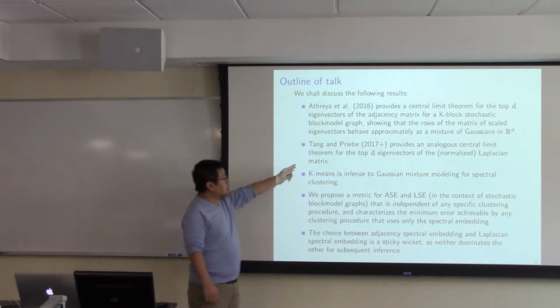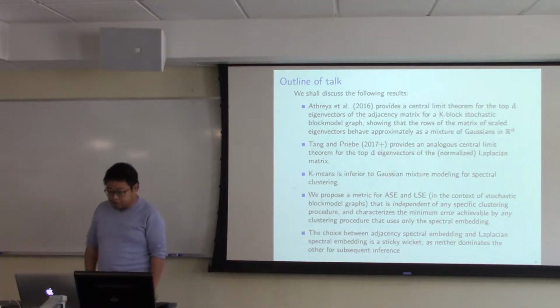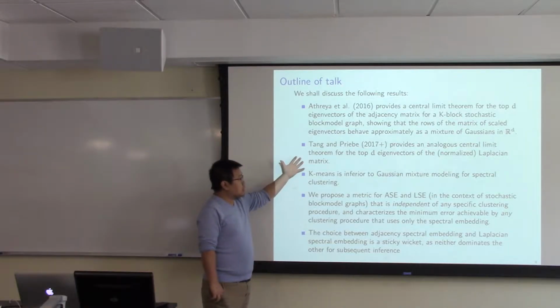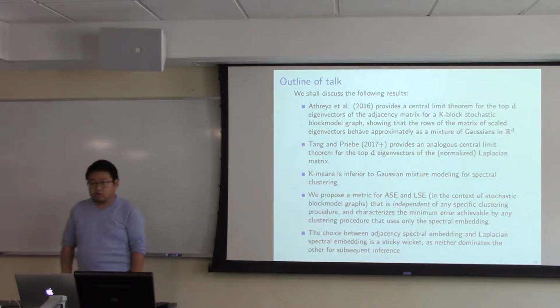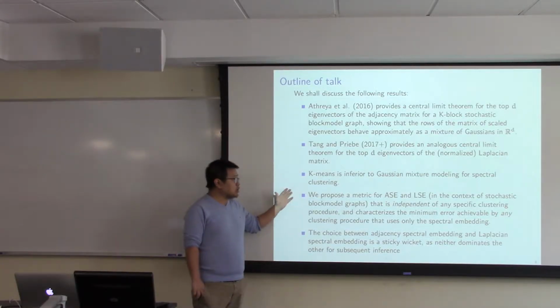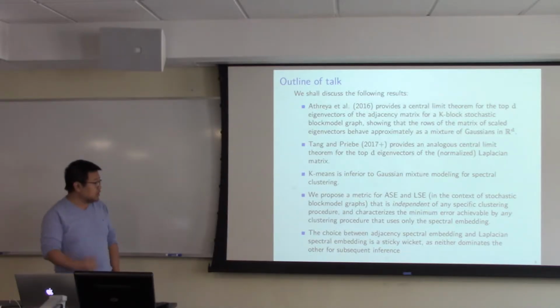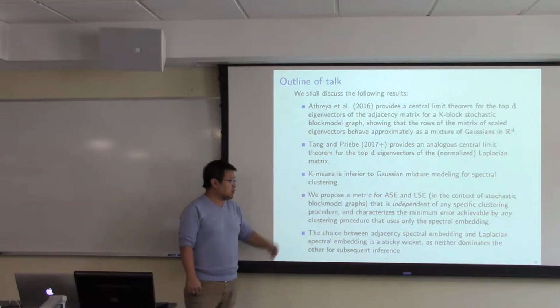So Rohe and others provide an analogous result for the eigenvectors of the normalized Laplacian. In both cases, we showed that the distribution of the embedded points is not spherically Gaussian, so k-means is inferior to Gaussian distribution modeling for spectral clustering. We then propose a metric for spectral embedding of ASE and LSE in the context of clustering that is independent of any specific clustering procedure.